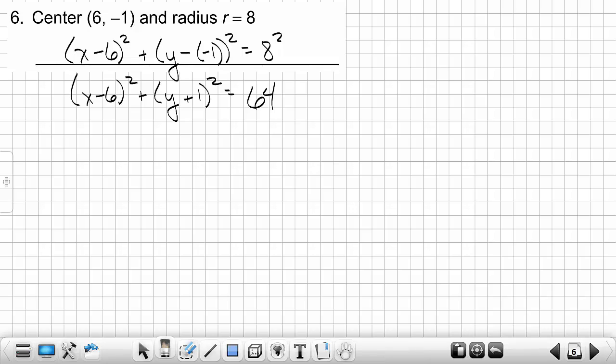We good? So let's go to the next example. Wait, so this one would go to the right 6 and down 3? Correct.